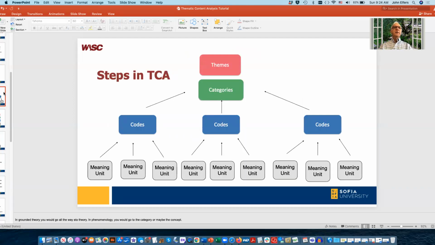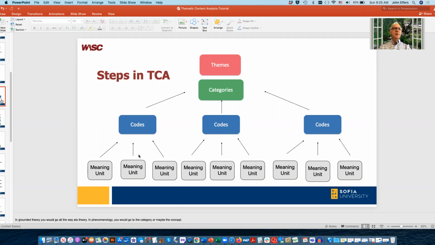So here I've taken the steps of thematic content analysis and just given you a visual. I just want to point out some things. These are the steps for conducting one interview. This is not a series of interviews. This is just how to approach one interview. Let's say it's your first one. The first thing you go through is you identify meaning units. Those are along here at the bottom. These are quotes, things that the person said that are relevant to the topic or the research question. So I identify those, and I do that for the whole interview.